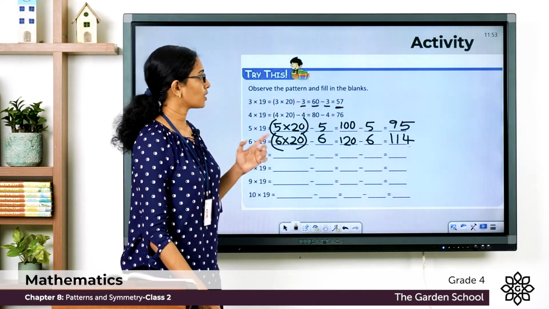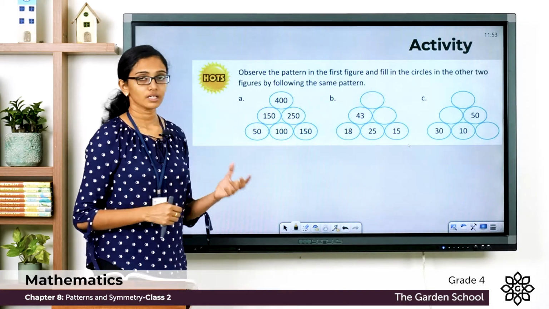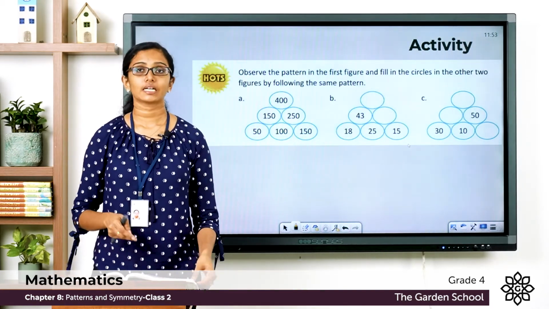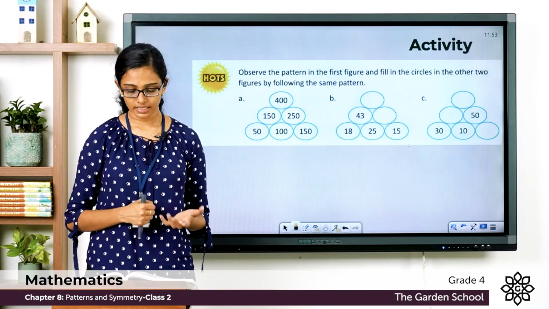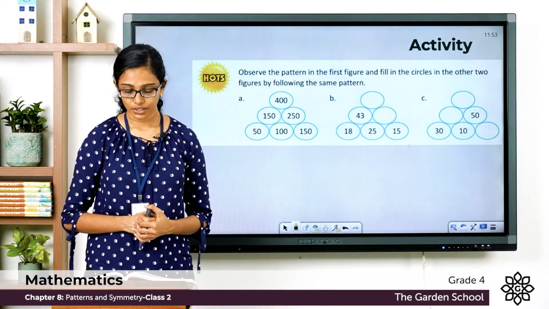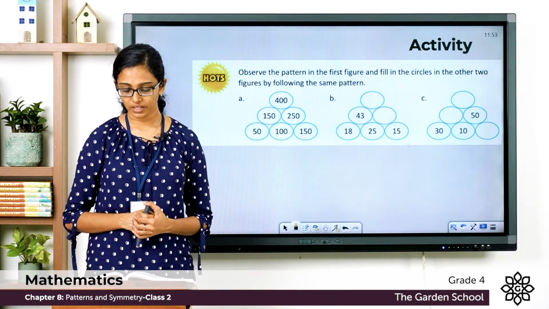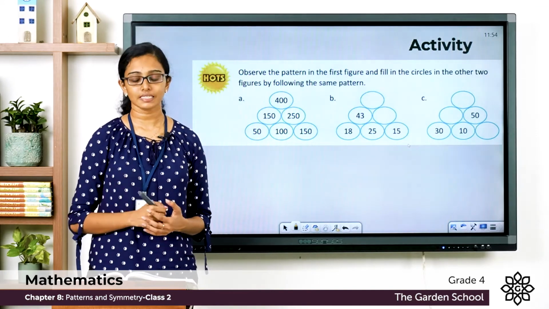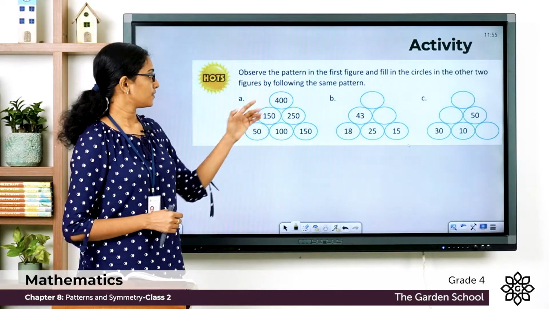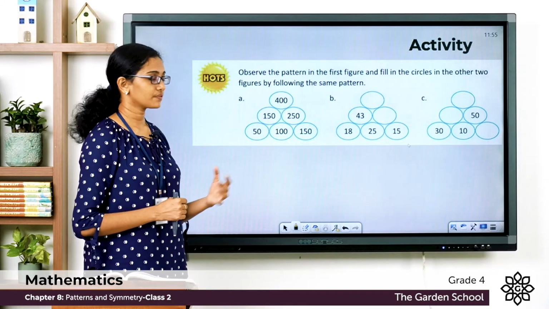Let's move on to one more activity. This is from page number 119 of your textbook. It's under the heading Horse. It's a high order thinking skills question. Let me read the question to you. Observe the pattern in the first figure and fill in the circles in the other two figures by following the same pattern. And the first question, the numbers are already filled.